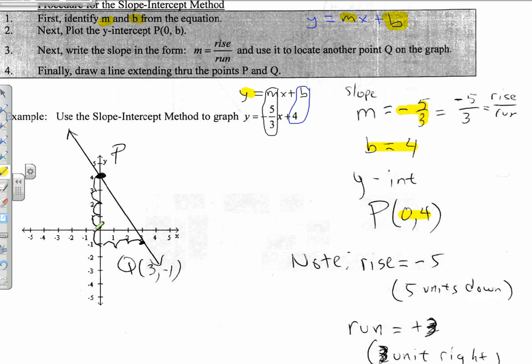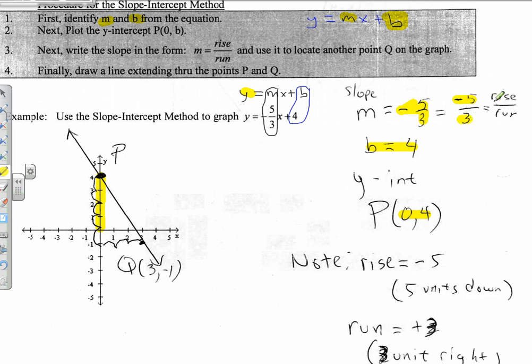So let's go to the rectangular coordinate grid, and let's just go 4 units up on the y-axis. 1, 2, 3, 4. There's point P. That's the y-intercept. Now I need to go to the slope, and I have to write it in fraction form, rise over run. So I have to figure out what I'm going to do with that minus sign. Now what most people do, the common practice, is to take that minus sign and just put it in the numerator.